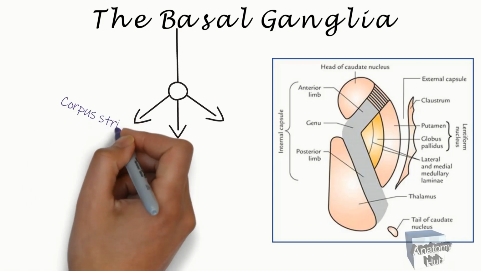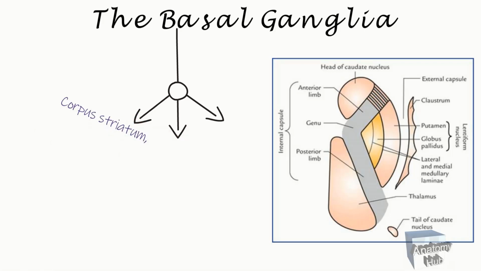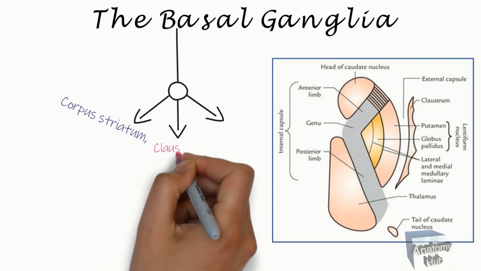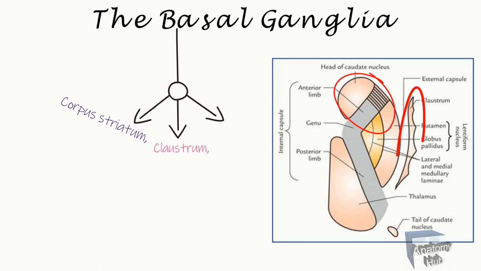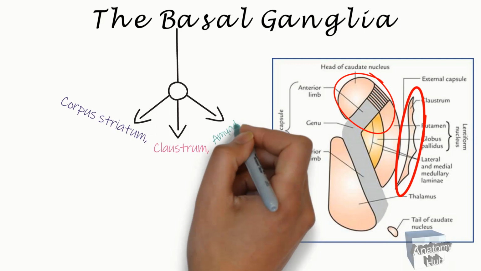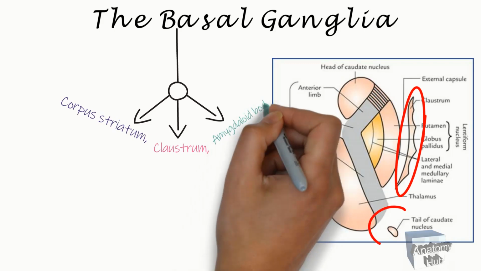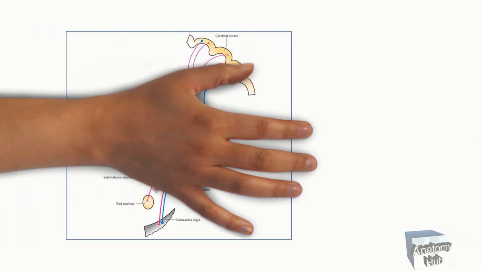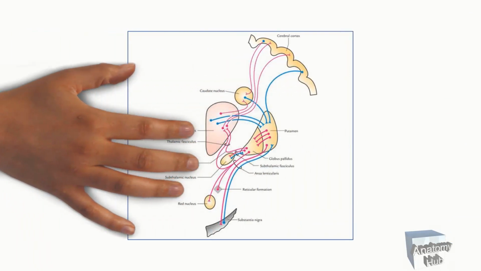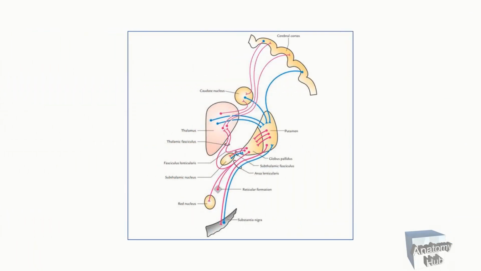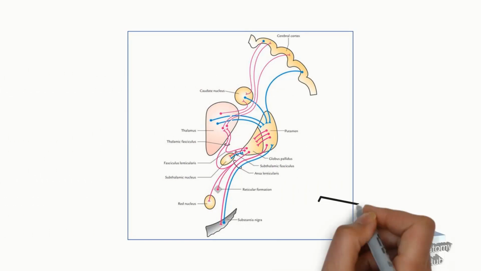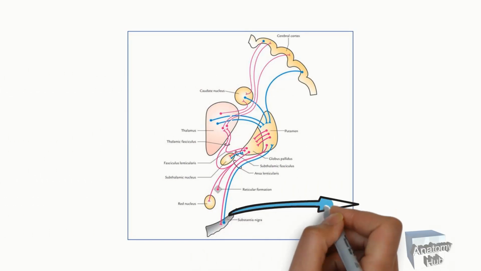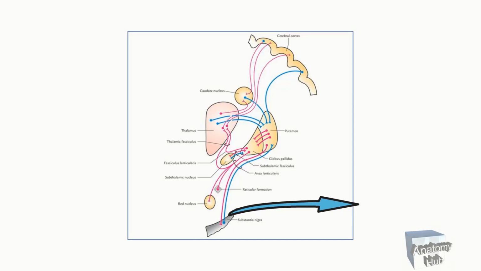Anatomically, the term basal ganglia include corpus striatum, claustrum, and amygdaloid body. Functionally, the term basal ganglia also includes substantia nigra and subthalamus. Some workers also include red nucleus.